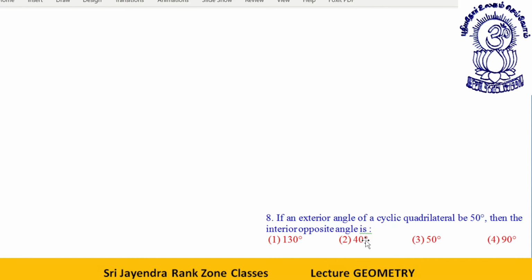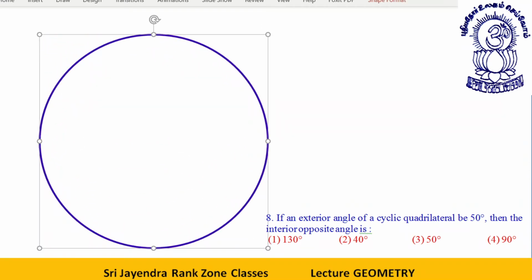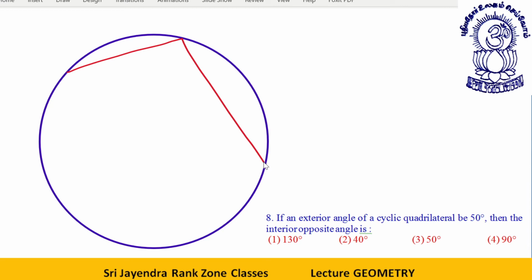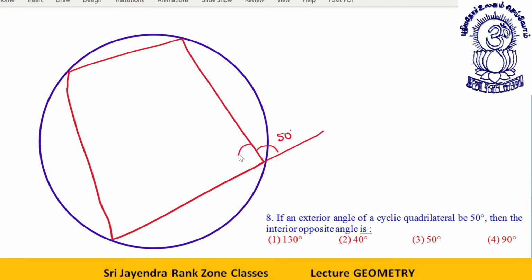If an exterior angle of a cyclic quadrilateral is 50 degrees, then the interior opposite angle is? Students, I want you to learn the result. The interior opposite angle will be equal to 50 degrees. Let me show you how. This is a circle. I draw any cyclic quadrilateral over here like this. Now this angle is, let's say, 50 degrees.